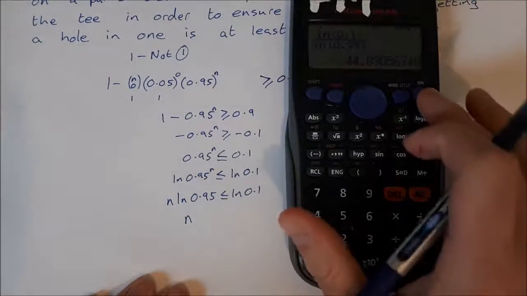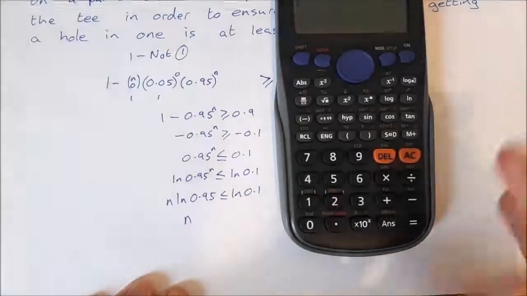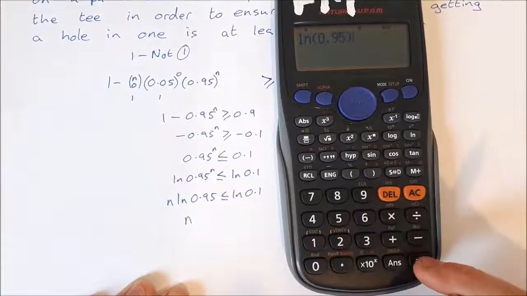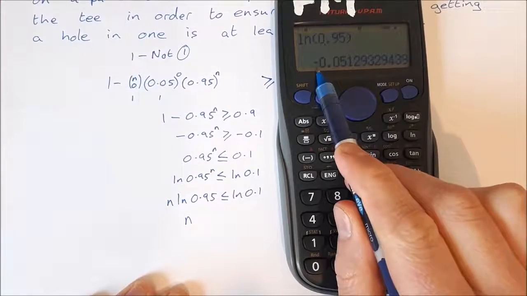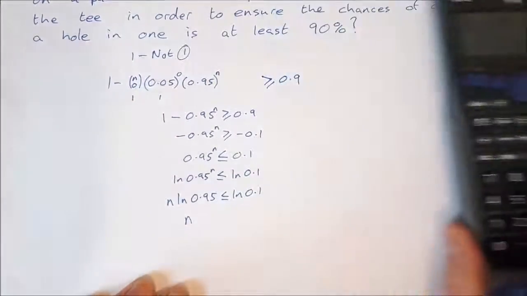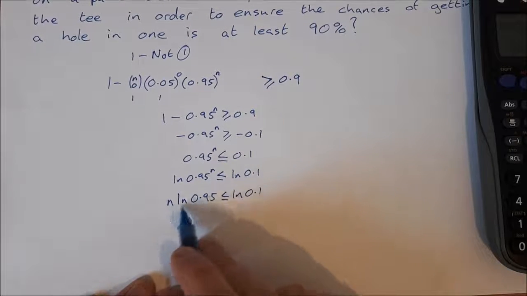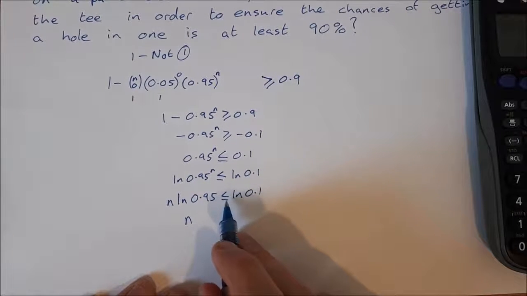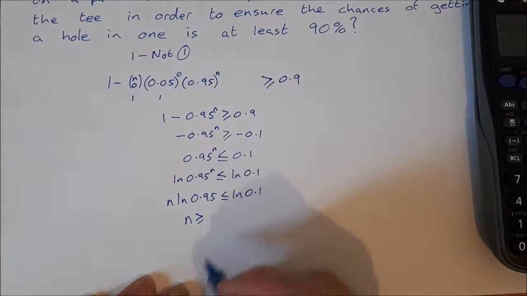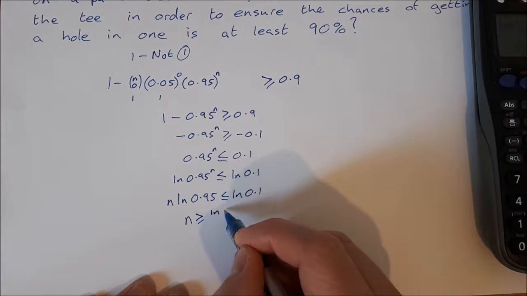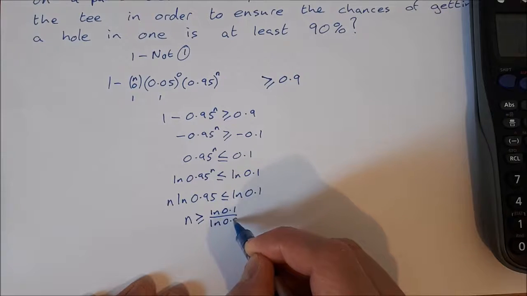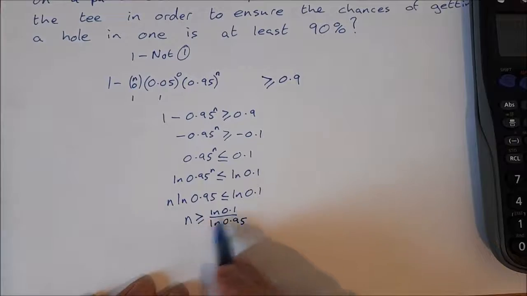So the log of 0.95, let me just show you that on the calculator so you can see. The natural log of 0.95 is equal to a negative number. Don't worry about what it actually is. It's equal to a negative number. That's what's important. So that means if I divide by this, again, I need to change the direction of the sign. So n is greater than or equal to natural log of 0.1 divided by natural log of 0.95.